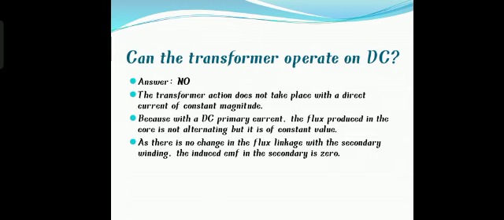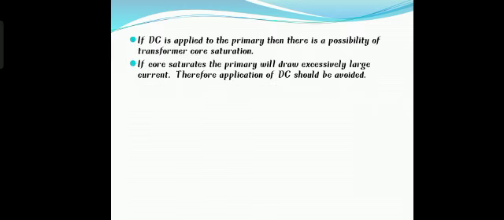Answer is no. The transformer action does not take place with direct current of constant magnitude because with a DC primary current the flux produced in the core is not alternating but is of constant value. As there is no change in the flux linkage with the secondary winding, the induced EMF in the secondary is 0. If DC is applied to the primary, then there is a possibility of transformer core saturation. If the core saturates, the primary will draw an excessively large current, therefore application of DC should be avoided.